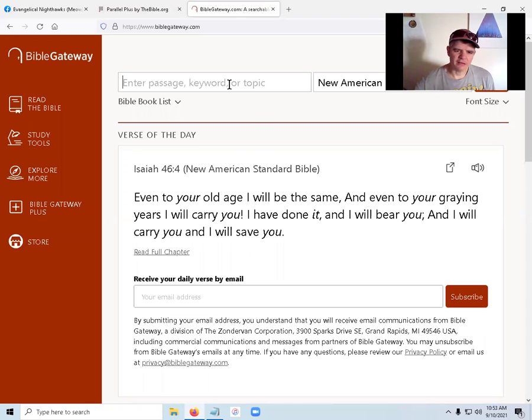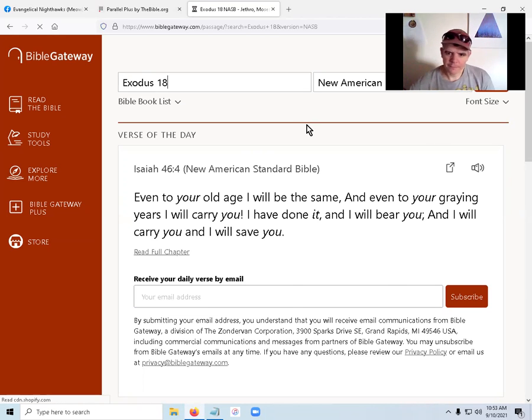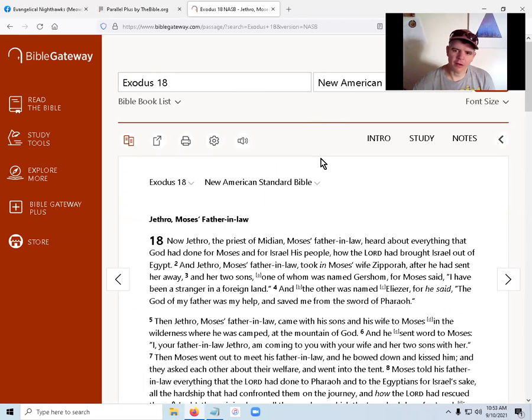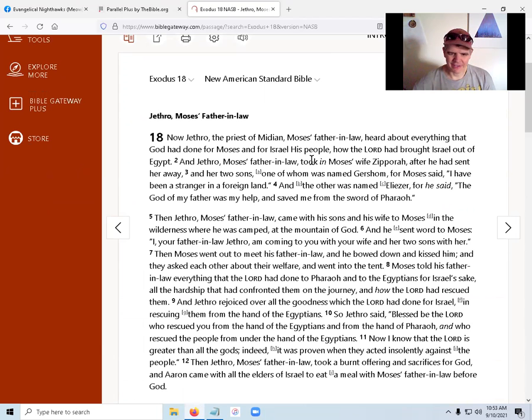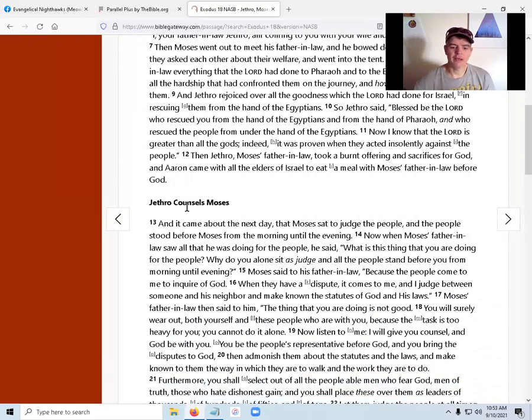Right now, let's look at Exodus. I'm just kind of guessing. 20. No. Let's look at Exodus 18. Right after Moses got them out of Egypt. Okay. So there's no laws here just yet. Jethro, Moses' father-in-law. This is just Jethro, a priest of Midian, heard about everything that God had done for Moses. Okay, so this is a story. This isn't law yet. Okay, Jethro counsels Moses.